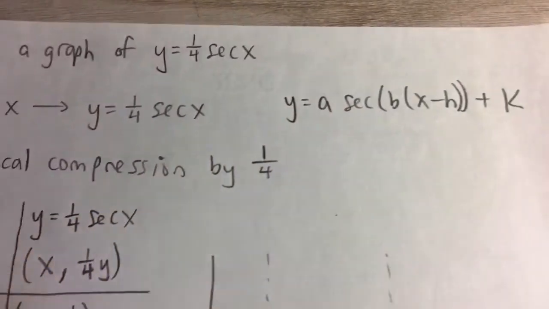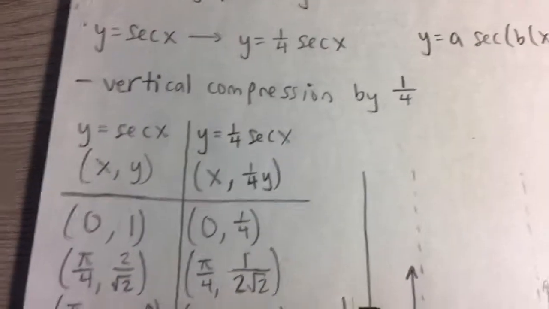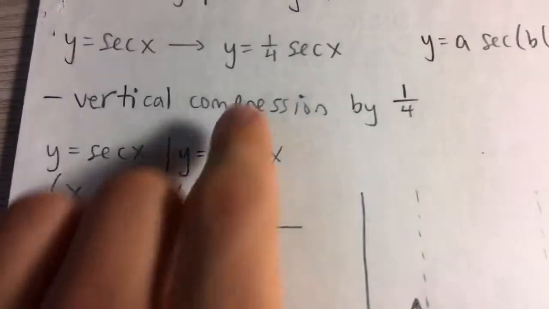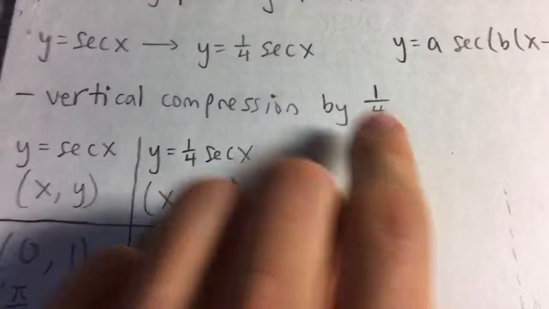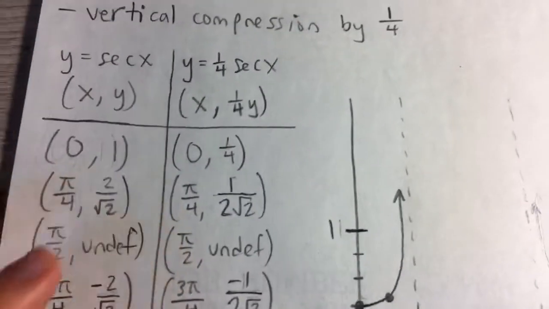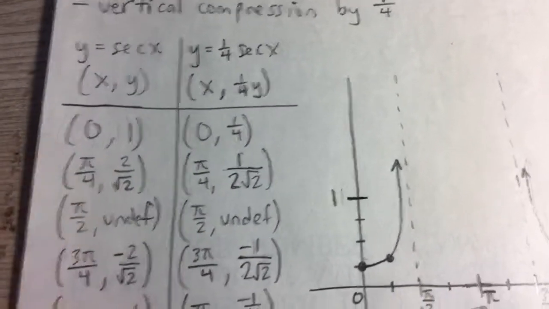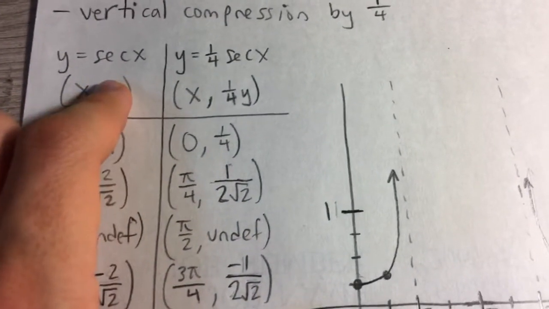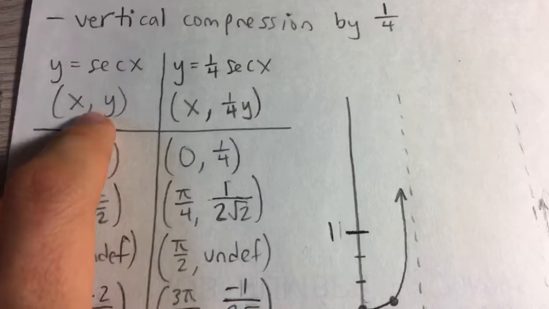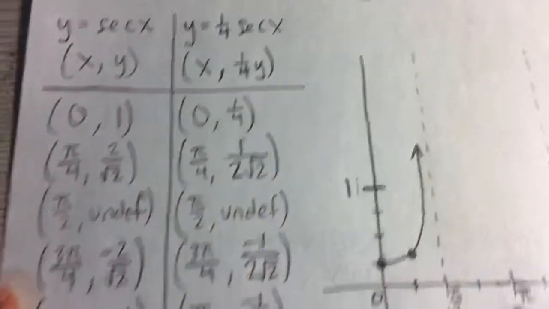the a value in the front, which corresponds to the vertical stretch or vertical expansion or compression. Because it's less than 1, it's 1/4, that means we're going to be vertically compressed by a factor of 1/4. And so what this means is that all the points on the original secant graph, to transform it to the transformed version, all we have to do is multiply the y-coordinates by 1/4.